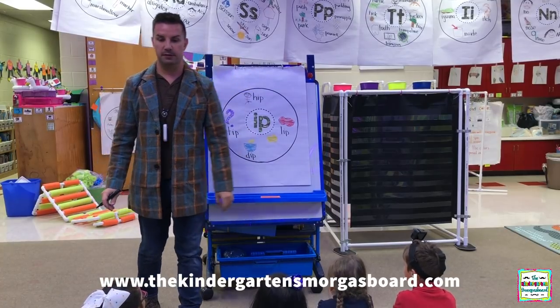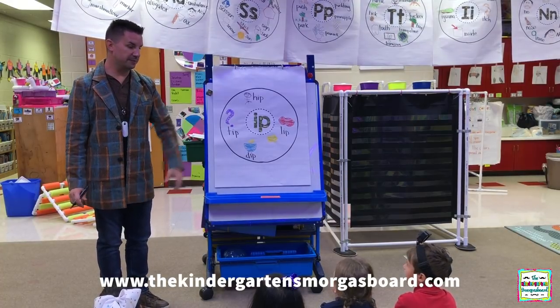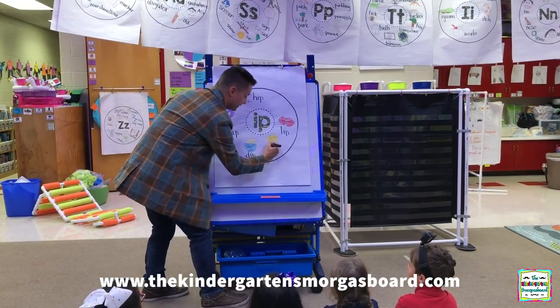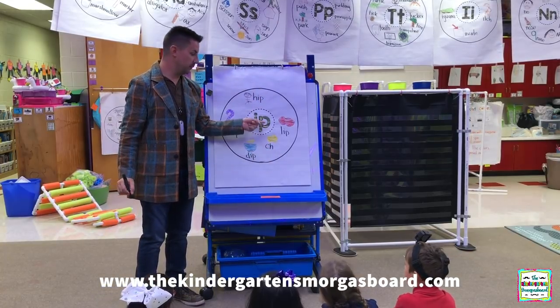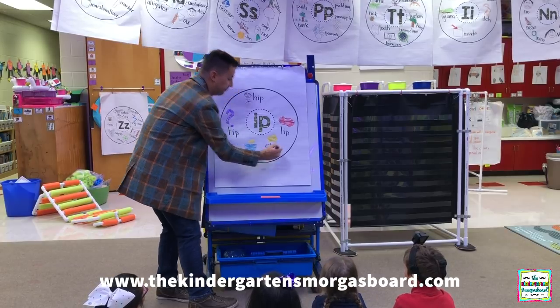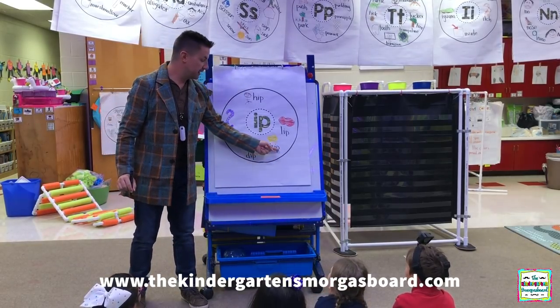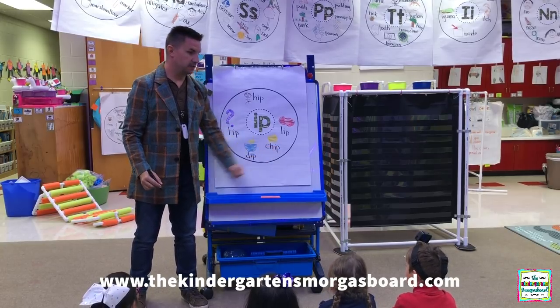Chip. Say ch. Will, how do we spell ch? C-H. C-H, very good. So, ch. And what's our word family? Ip. How do we spell ip? I-P. Listen, my turn. Ch. Ip. Chip. Your turn. Ch. Ip. Chip. Again.